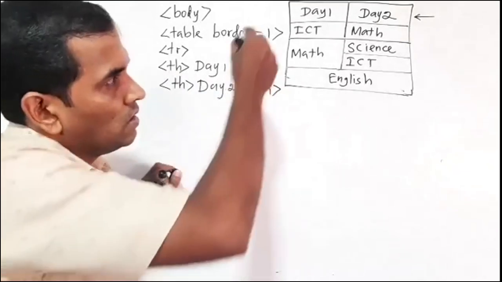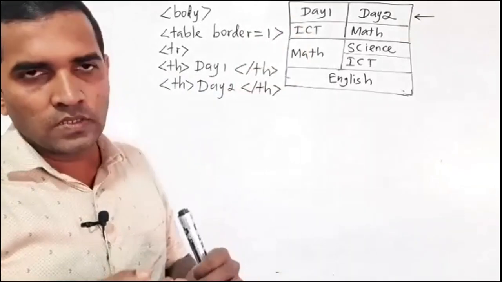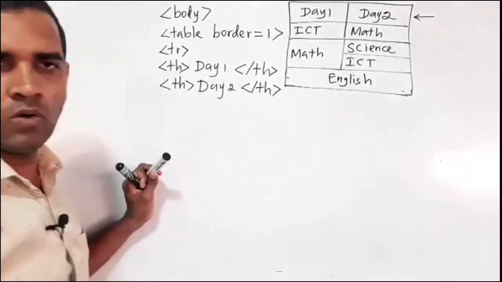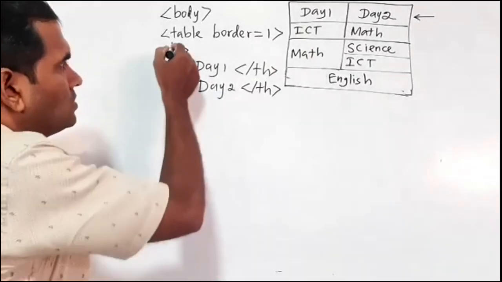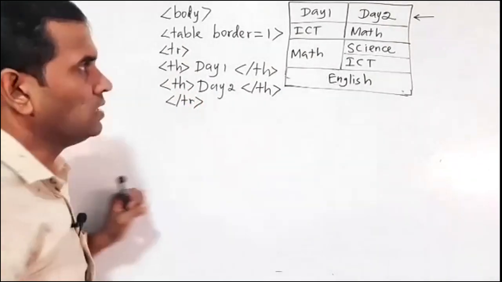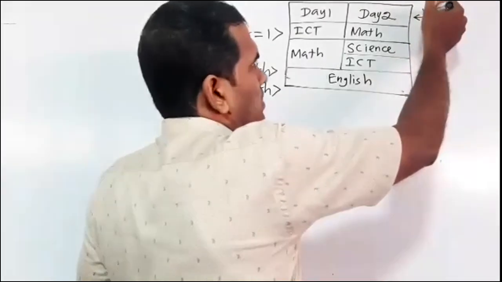Okay. Look at that row. That row doesn't have any other cells, which means the row is over, right? The row has been created. So close the tr. Clear? So the first row has been created.